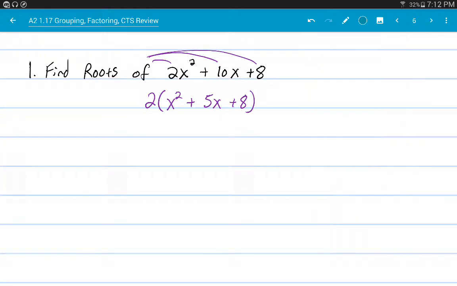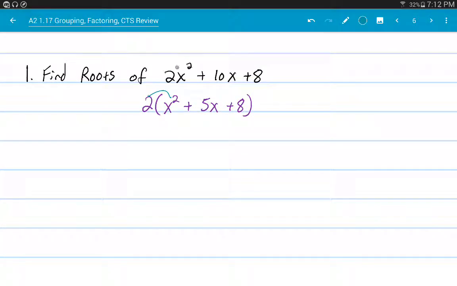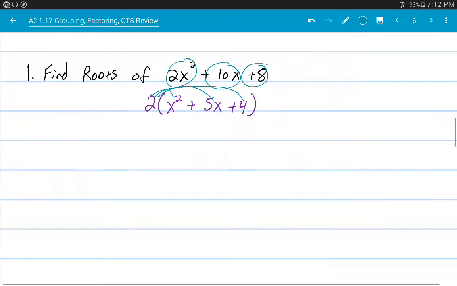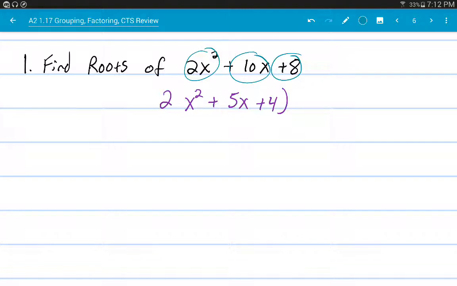And we can check that by distributing back in. 2 times that is, yep, that's 2x squared. 2 times 5x is 10x. 2 times 8 is, oh, see, look at that. I made a mistake already. We want to make sure that we're being careful, and I think that check is super important. So this should actually be a plus 4. Now look, distribute in, I got 2x squared and 10x, 2 times 4 is 8. Perfect, okay? So that's how I would check to make sure that I'm right. Simple distribution errors come from overconfidence.